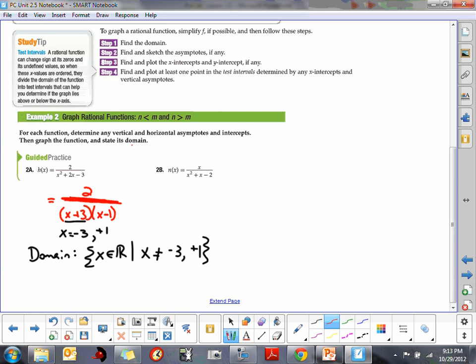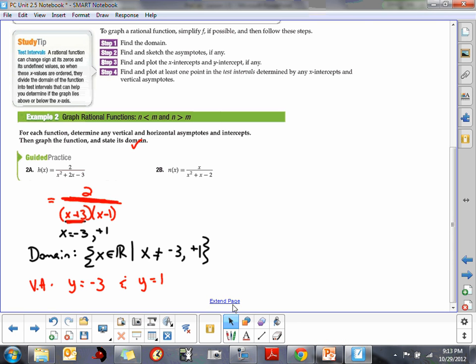Next thing, I've got the domain. Determine if it has any vertical and horizontal asymptotes. Well, the vertical asymptotes are going to be the same things we just got done looking at in the domain. We're going to find vertical asymptotes at x equals our related zeros of the denominator. So at x equals negative 3, and we have another one at x equals positive 1. So we have 2 vertical asymptotes in this graph. The next thing they want us to locate is the location of any horizontal asymptotes.